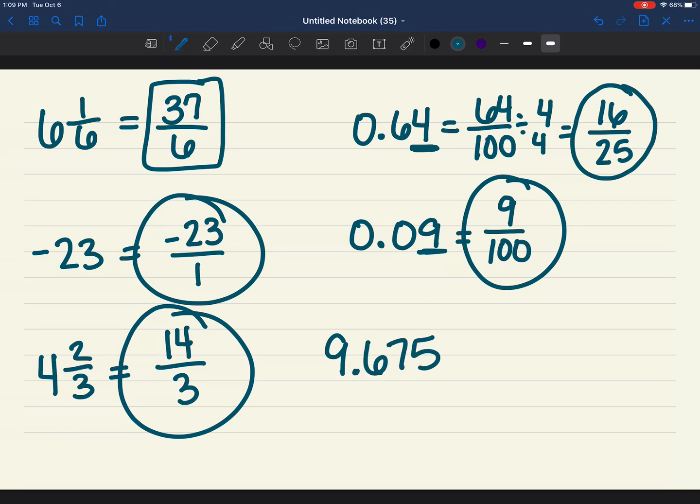Let's look at this. What if I have 9.675? Dylan, what are we doing? Okay, we're changing this to a fraction in simplest form. Would you do a fraction or a mixed number? 9675 over 1,000? Like this? No. But why would I put 9,675 over 1,000 if 9 is in the ones place?